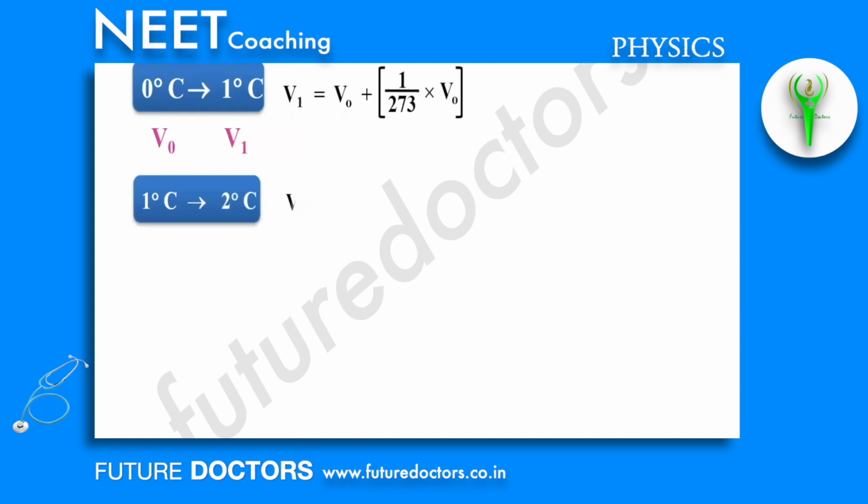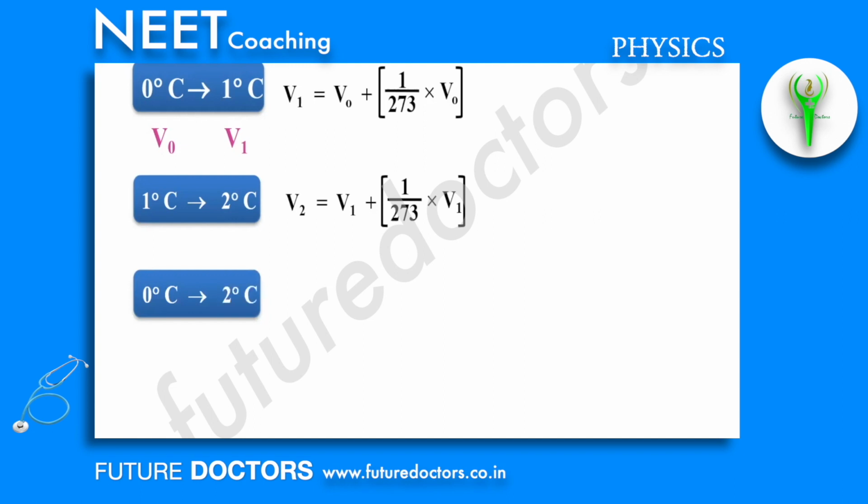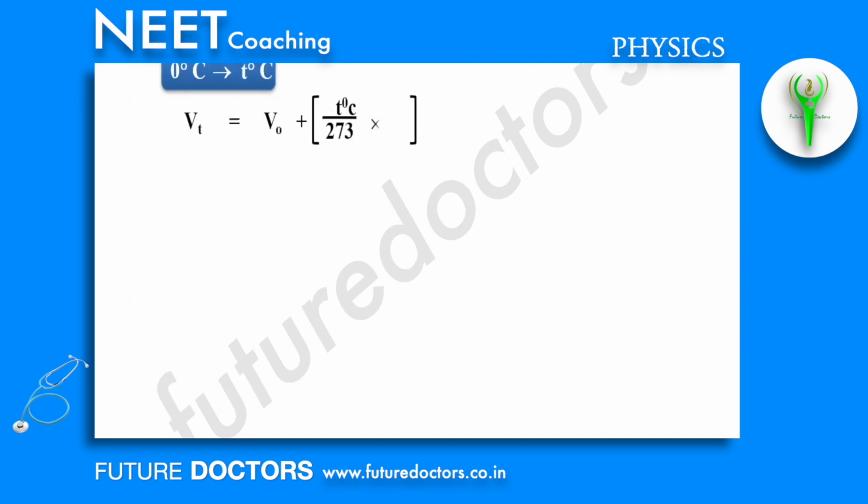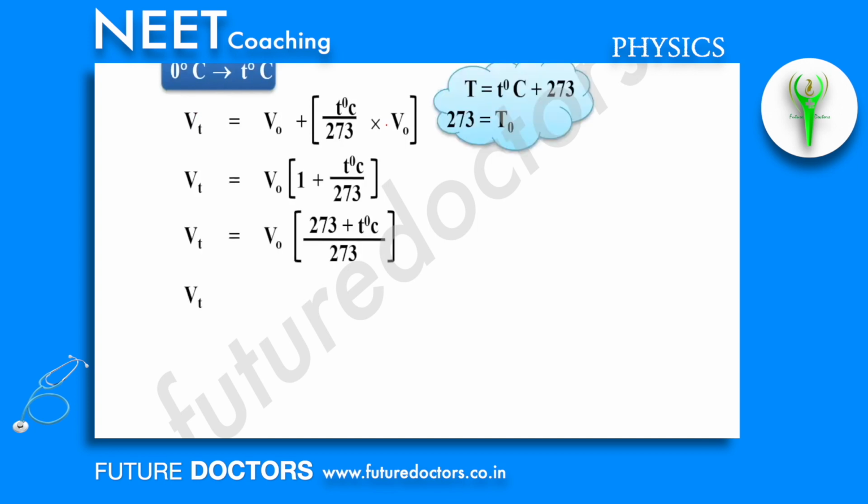From 1 degree to 2 degrees, V2 is equal to V1 plus the increase in volume. This is directly from 0 to 2 degrees, where the increase is multiplied by 2. V5 means V naught plus 5 times the increase. Similarly for T degrees, it is V naught plus T by 273 into V naught.